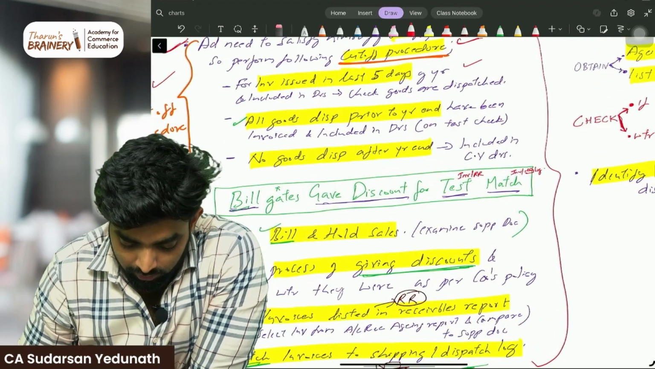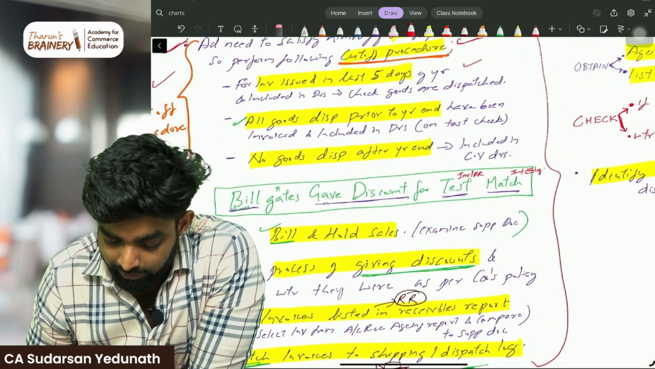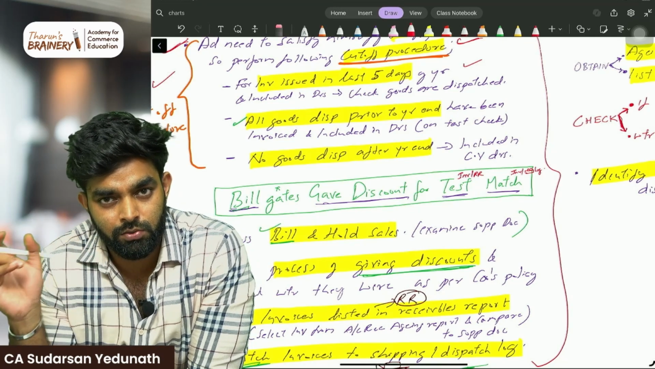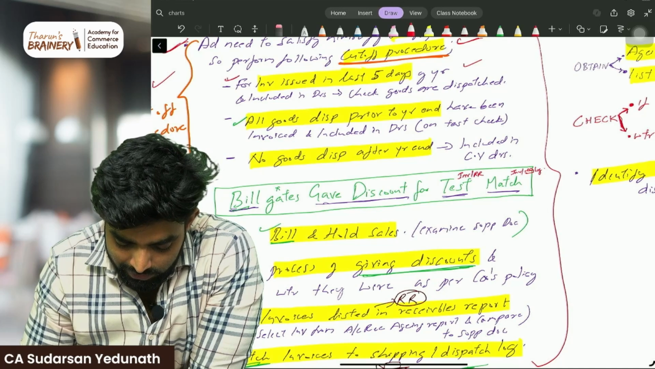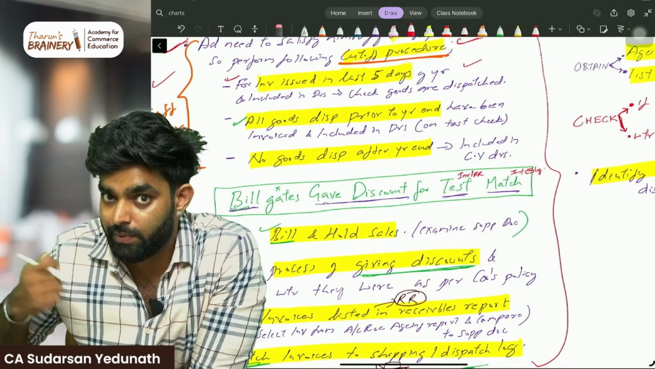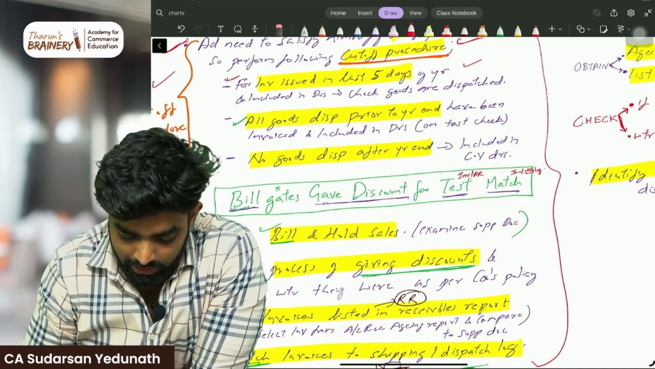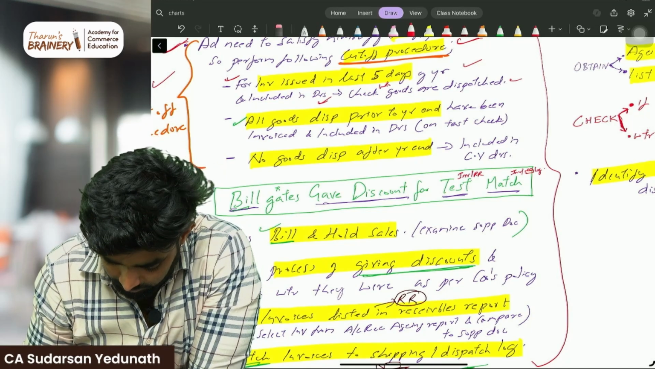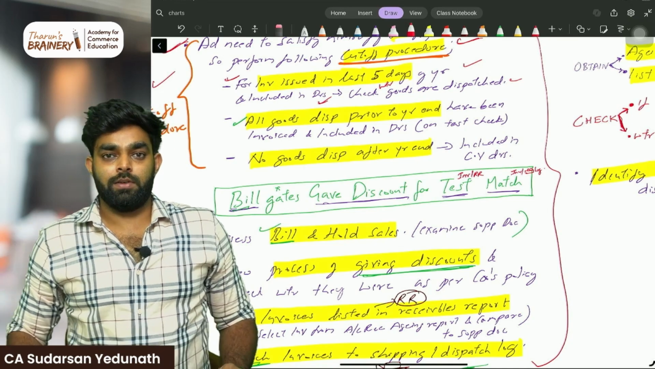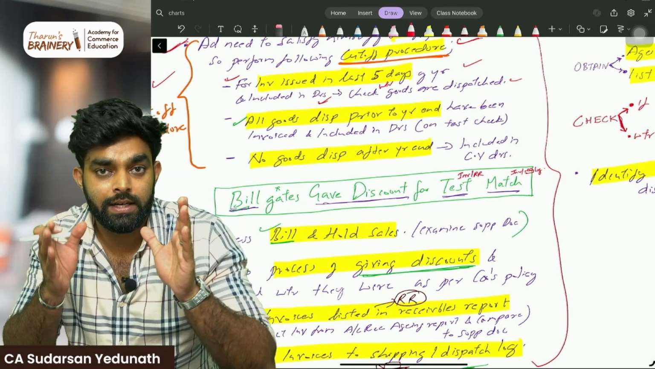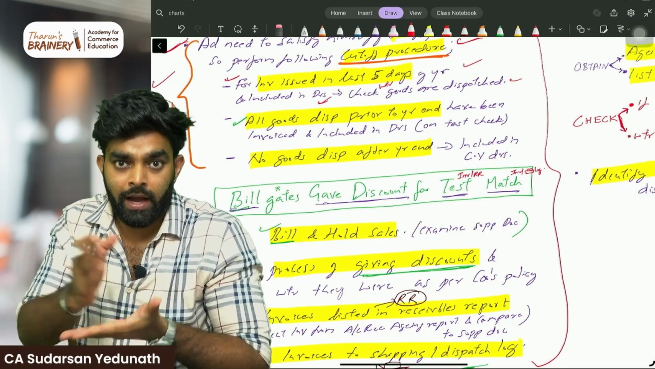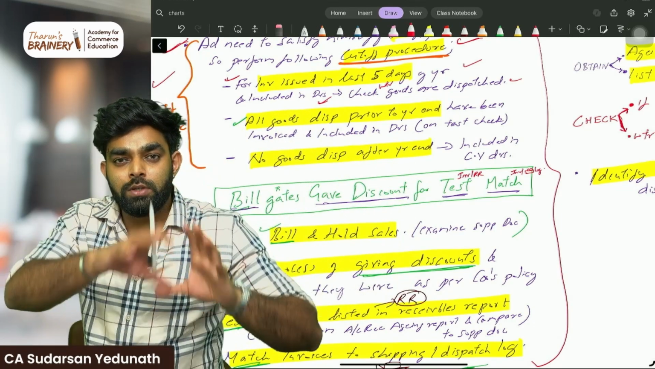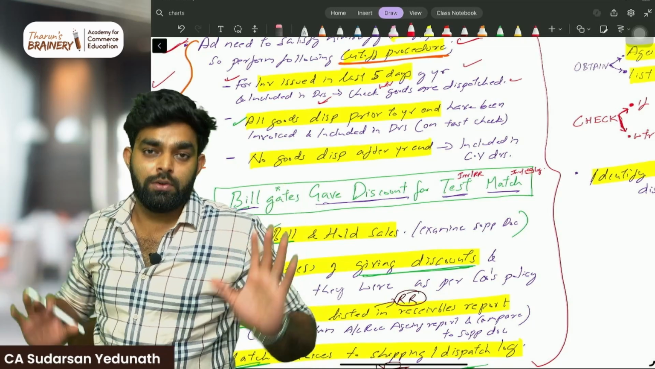Okay. For invoices issued in the last 5 days of the year, 31/3 is the last date. Last 5 days means invoices from 26th March to 31st. For the invoices issued in the last 5 days of the year, for the sales we did, for the invoices we issued on those 5 days and included in the debtors, check whether goods are dispatched. Check whether goods are dispatched. That is, for all the invoices issued from 26th to 31st March and shown as debtors in the books of accounts, see whether goods are actually sent for those invoices.